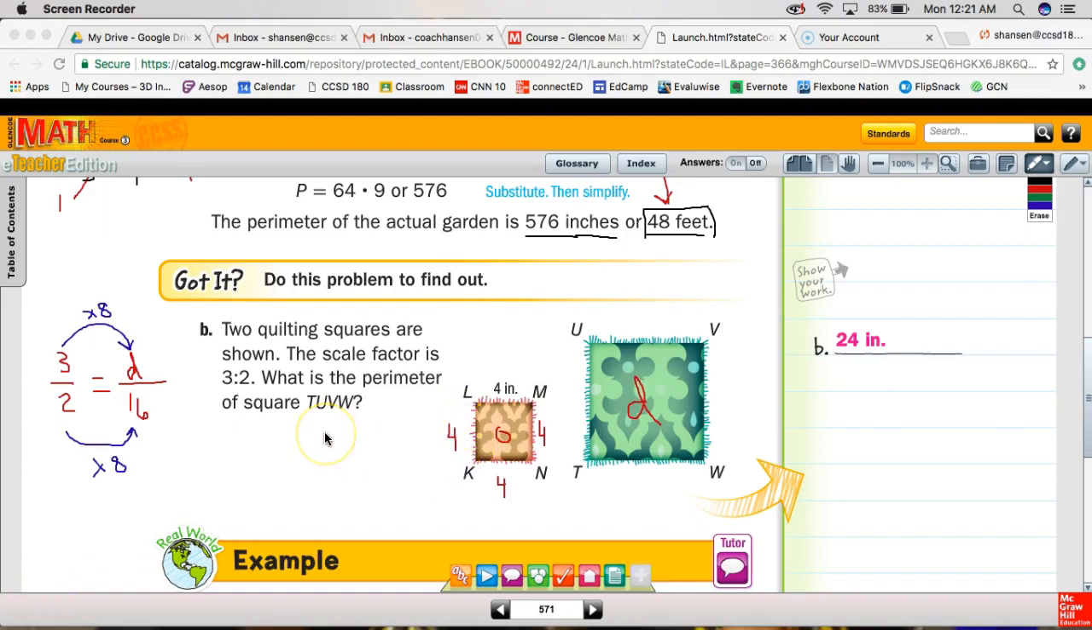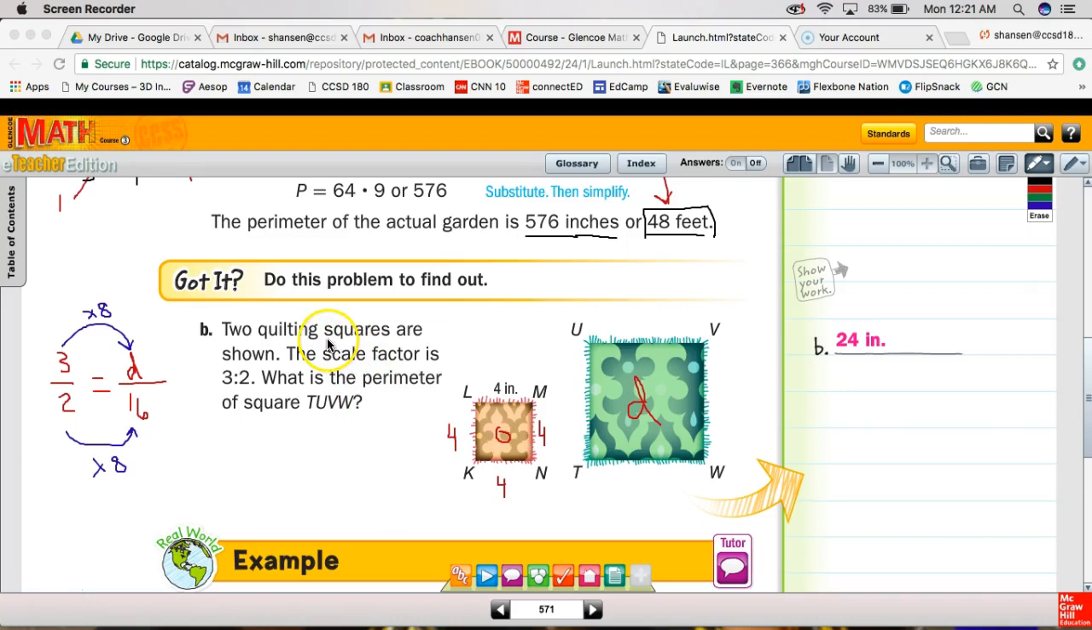Alright, so the scale factor is the most important piece of information, and it does involve a little bit of legwork as well. So 2 quilting squares are shown. The scale factor is 3:2, which means this is clearly bigger than this one. You can tell by looking at it. In other words, the dimensions are 1.5 times as big as this one. So how do I navigate that?